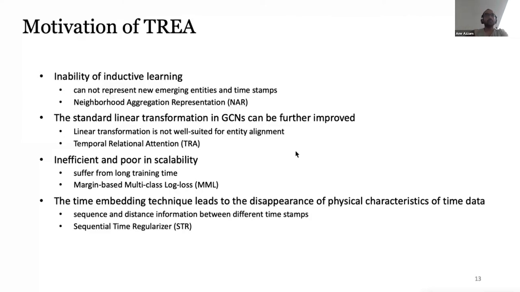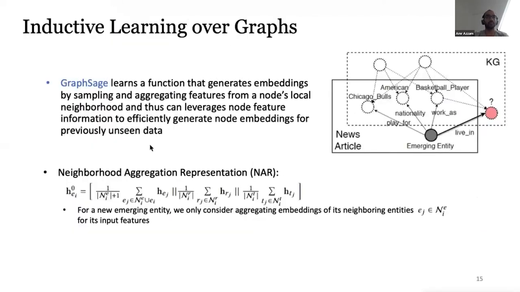In this work, we propose a new time-aware entity alignment model named TREA, which uses different techniques to address all of these issues. Following GraphSAGE, TREA generates embeddings by sampling and aggregating features from a node's local neighborhood. For a new emerging entity, we can aggregate embeddings of its neighboring entities, relations, and time steps to obtain its input feature. This module is named NAR.